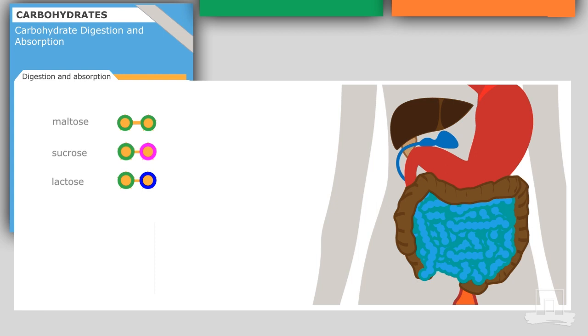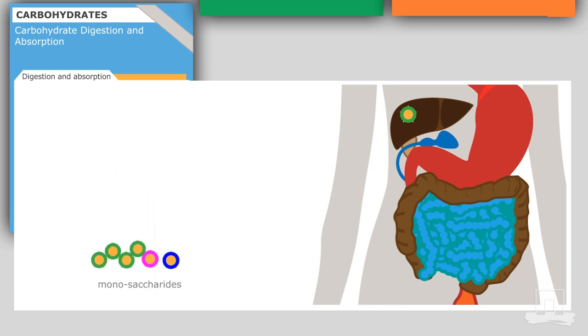The body has the appropriate enzymes to break down those three disaccharides to monosaccharides. We have an enzyme called lactase to break down lactose, an enzyme called sucrase to break down sucrose, and an enzyme called maltase to break down maltose. So at the end, we end up with the three monosaccharides: glucose predominantly, galactose, and fructose.